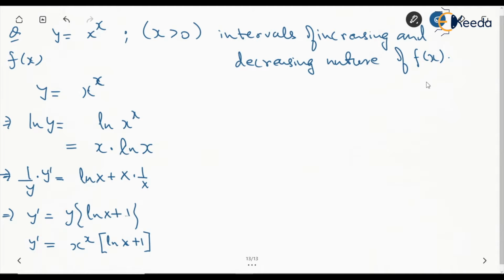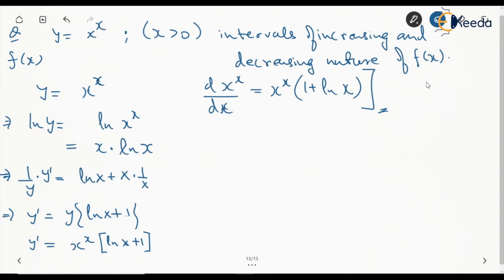This is a standard result also, and if it is okay, you can remember this, that differentiation of x to the power of x with respect to x is given as x to the power x into 1 plus ln x. You can remember this.